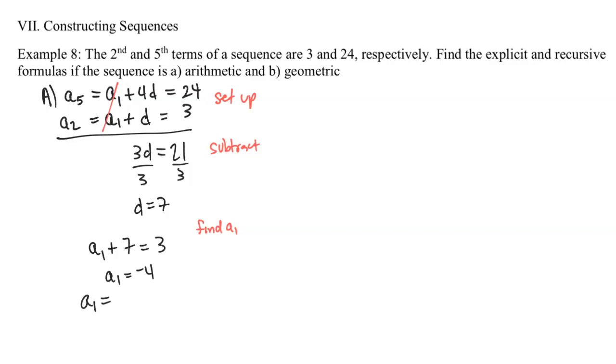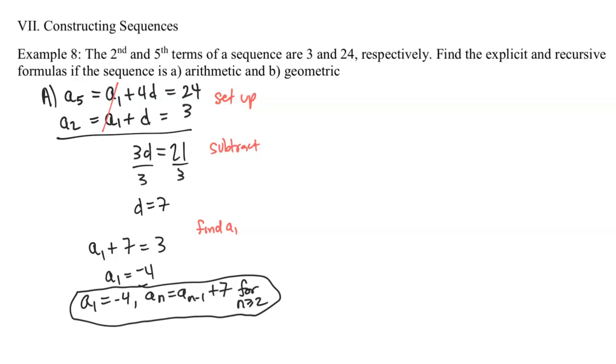For the recursive rule, I'm going to have a sub 1 is equal to negative 4, and then a sub n is equal to a sub n minus 1 plus my difference, 7, and that is valid for n greater than or equal to 2. So here is my recursive formula right here. Now for my explicit formula, I'm going to have a sub n is equal to a sub 1 plus n minus 1 times d. Go ahead and distribute your 7, so negative 4 plus 7n minus 7, and that ends up giving you 7n minus 11 for your explicit formula.